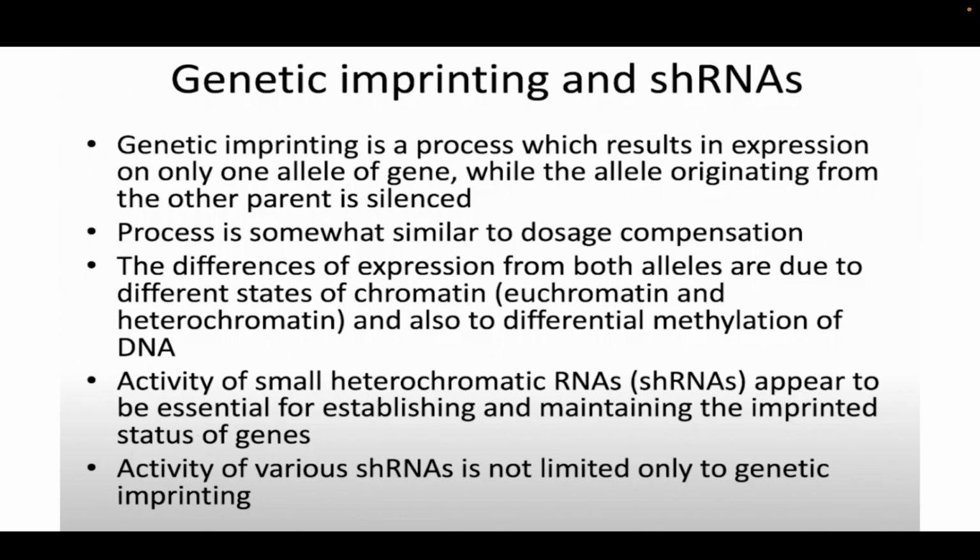Okay, so this methylation also plays a crucial role in X chromosome condensation. These are all about dosage compensation and genetic imprinting. Next is the activity of small heterochromatic RNA, that is shRNA, which appears to be essential for establishing and maintaining the imprinted status of genes. So what is this imprinted status?